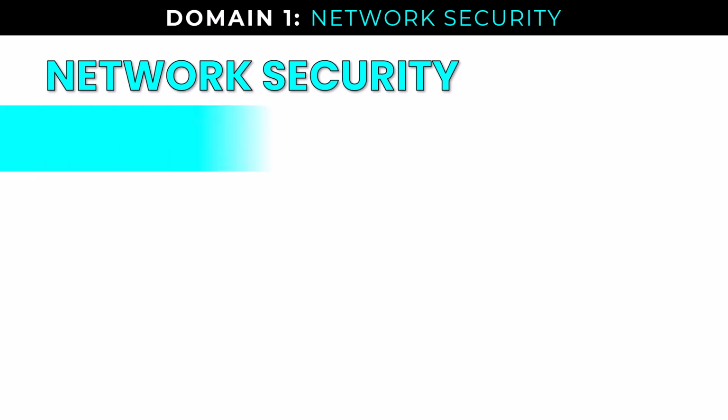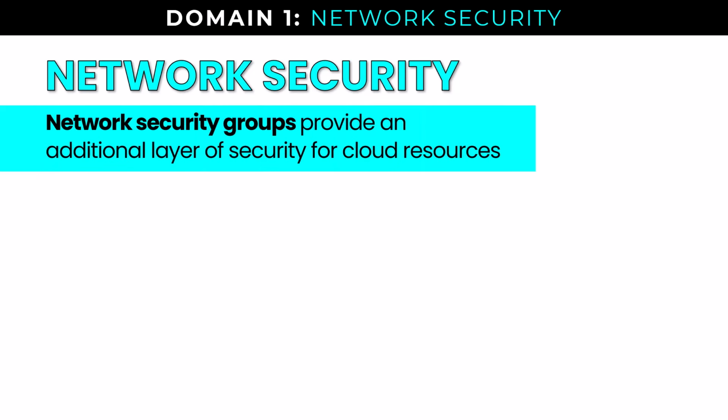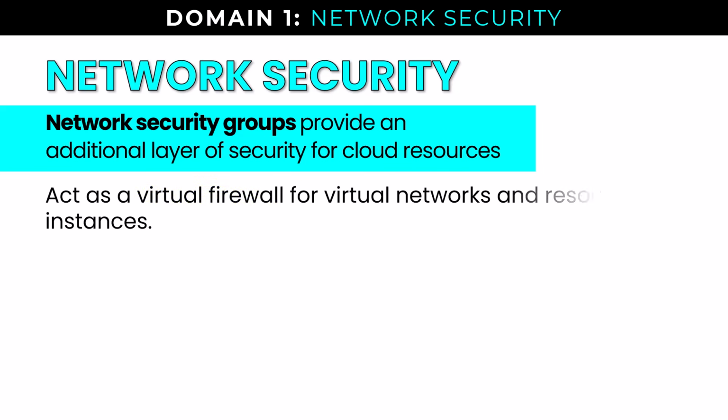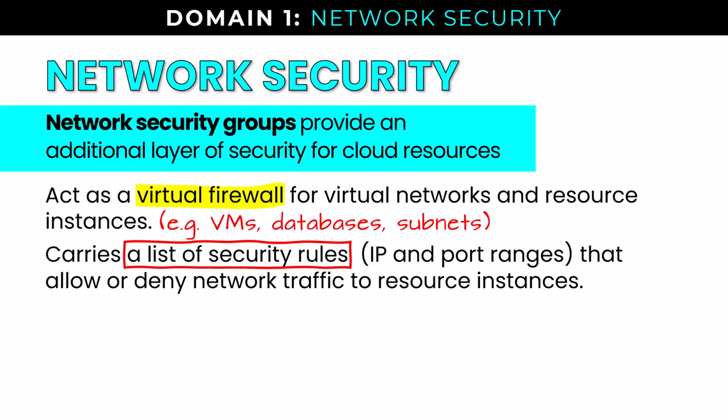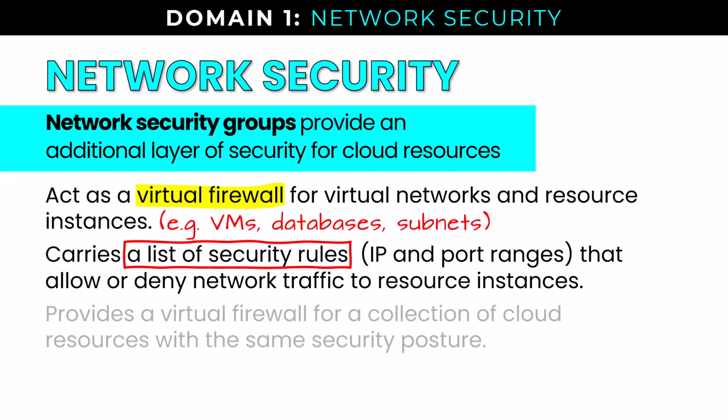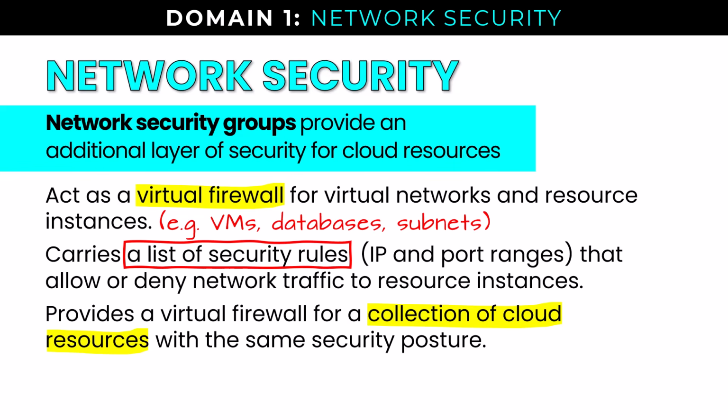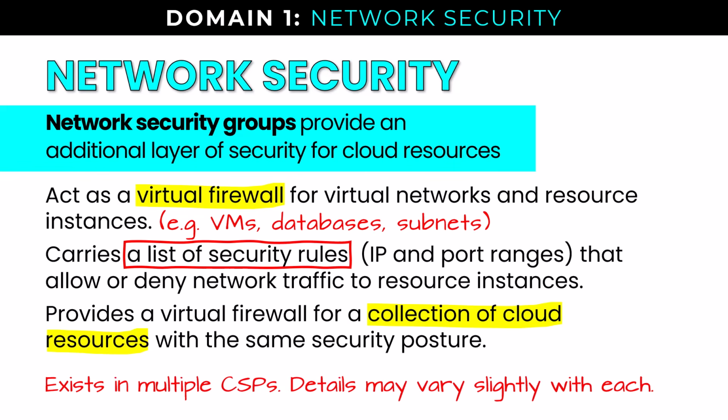So we'll start with network security groups, which provide an additional layer of security for cloud resources. They act as a virtual firewall for virtual networks and the resource instances within those networks, like your VMs, your databases, and your subnets. They carry a list of security rules that include IP addresses and port ranges that will allow or deny network traffic to resource instances. But they act as a virtual firewall for a collection of cloud resources within that network with the same security posture. And how a network security group works exactly varies slightly from CSP to CSP.